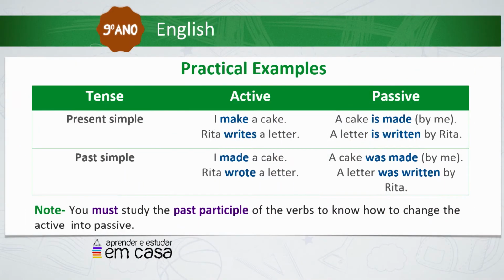Now, here you have the practical examples with different sentences and different verbs. In the first tense, we have the present simple. Let's take a look at the sentences in the active. Sentence number 1, I make a cake. Now, to change it into the passive, we have to do the switch. Now, in the passive, the sentence becomes, a cake is made. You can add by me, but if you don't add it, it's not a problem. It doesn't make any difference, okay?